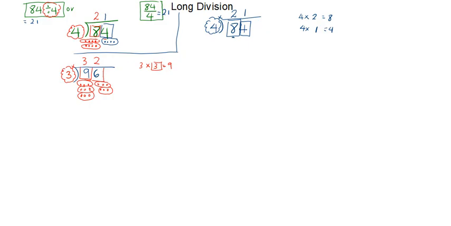Or if you use the other method, 3 times what is equal to 6? I know 3 times 2 is equal to 6. That's how I get the 2. And there are no remainders. So my answer is 32. So I can say that 96 divided by 3 is equal to 32.